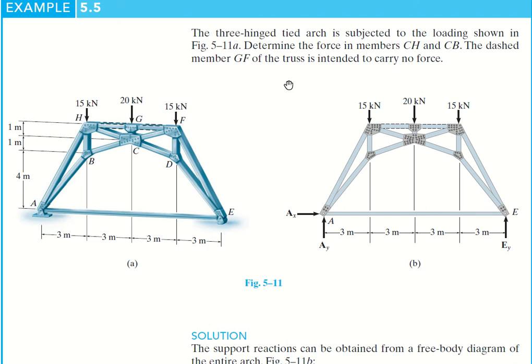The dashed member GF of the truss is intended to carry no force. So this is your GF member, and it is intended to carry no force, and you have to determine the force in members CH and CB. So this is your CH and this is your CB. So you have to determine the forces in these two members, right?